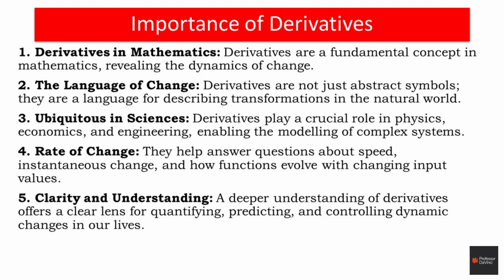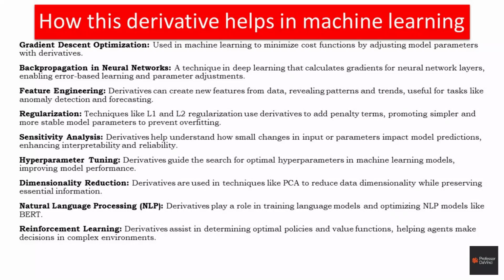At their core, they answer questions like how fast an object is moving at a given point of time, and what is the instantaneous rate of change of a quantity. A deeper understanding of derivatives offers a lens through which we can view the world with unparalleled clarity, enabling us to quantify, predict, and control the dynamic changes that define our existence. Now let us discuss how these derivatives help in machine learning.